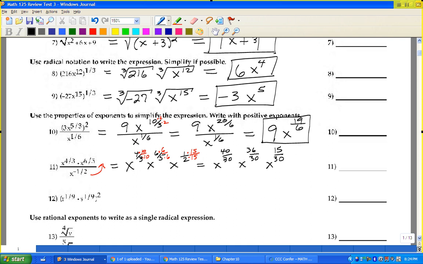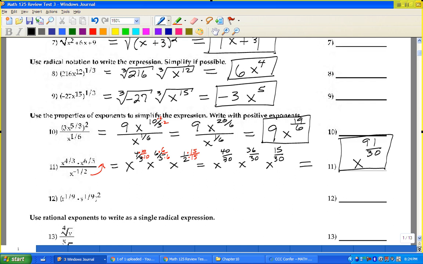And so I have the same base x, so I'll add exponents. Maybe I'll write it over here then. Since I have the same common denominator, all these are going to be over the common denominator. Let's add: 40 plus 15 is 55, plus 36 is 91. And so I get x to the 91 over 30.